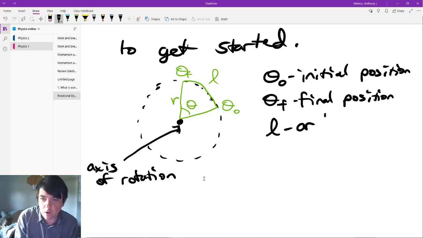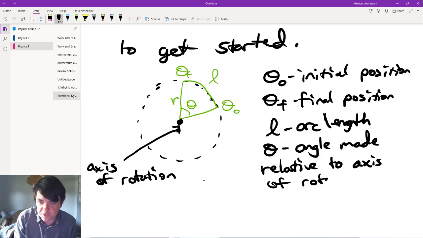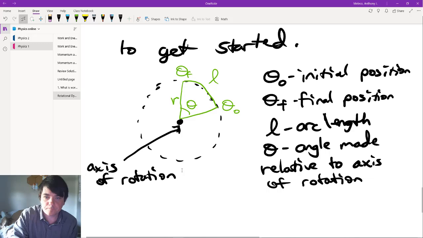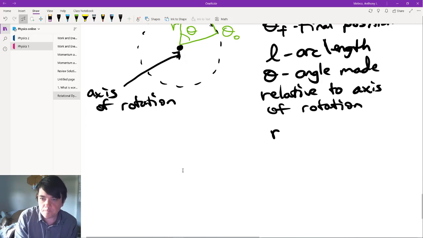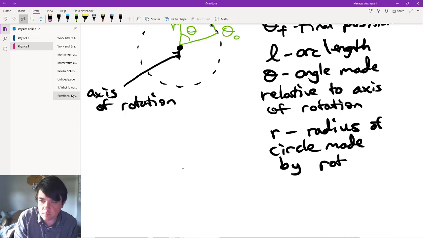L is the arc length, okay? This is your position traveled, okay? Theta is the angle made relative to the axis of rotation. R is the radius of the circle made by rotation. Okay.